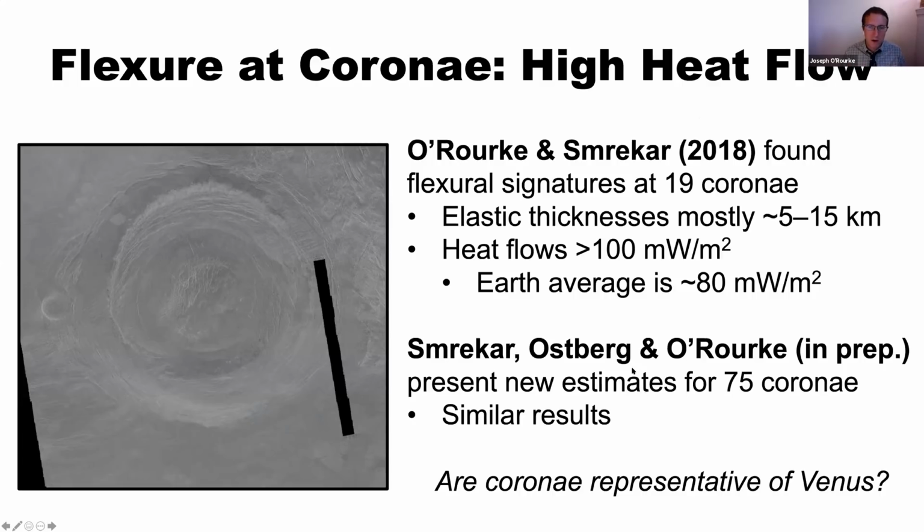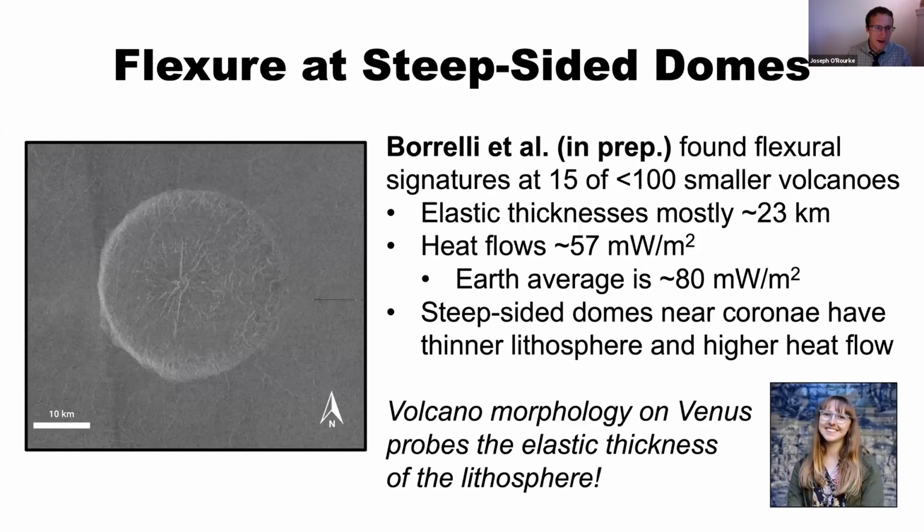So like I said, the coronae form from the interaction of a mantle plume and the lithosphere. Mantle plumes are quite hot, so it might be no surprise that they produce localized heating. So CC graduate student Madison Borelli, who's been working with me for all of 6 or 7 months, had the great idea to try to conduct this analysis at a different type of geologic feature on Venus, which are called steep-sided domes. They're exactly what they sound like.